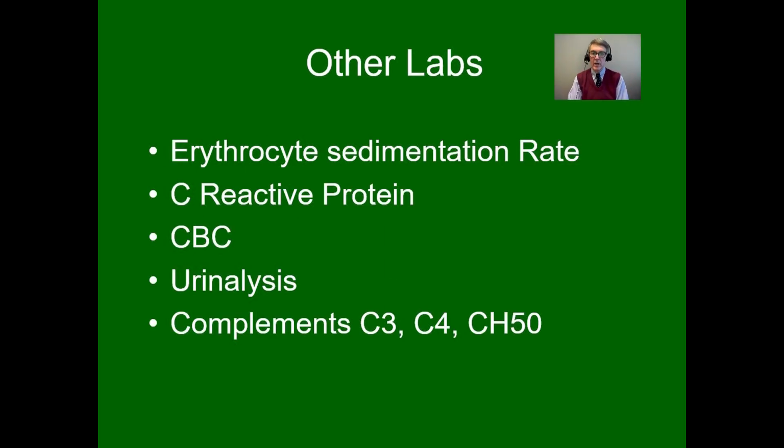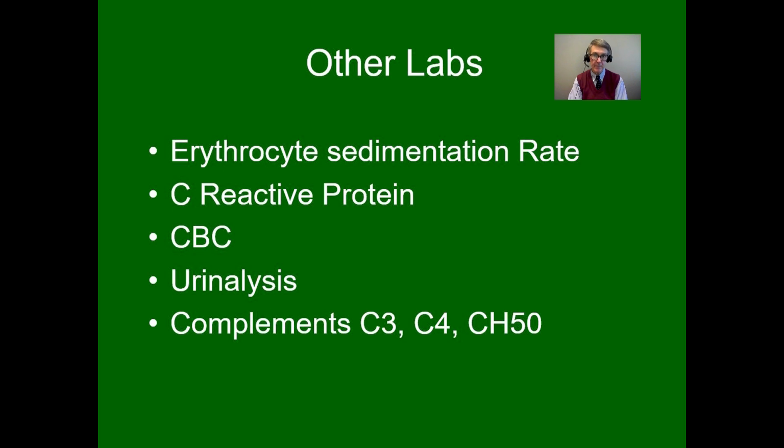Other labs that we watch, number 1 and 2, are the measures of inflammation, the erythrocyte sedimentation rate or the Westergren sedimentation rate, and the C-reactive protein. We talked about these also when we talked about rheumatoid disease. The complete blood counts are watched. Obviously these are of interest because we would like to see if there is a hemolytic anemia or a leukopenia or a thrombocytopenia. The urine is watched.